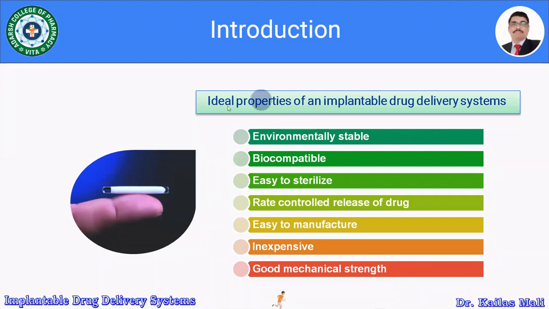Implantable drug delivery system should be environmentally stable, then it should be biocompatible with the host tissues, it should not produce any anti-inflammatory reactions, then it should be easy to sterilize, then it should give rate controlled release of drug, then it should be easy to manufacture, it should have low cost, and finally it should have good mechanical strength, right? So this is about the implantable drug delivery system.